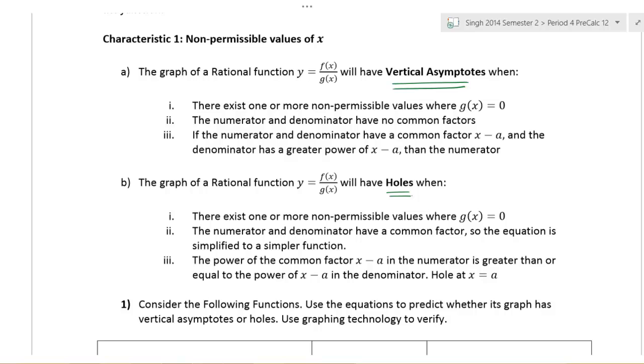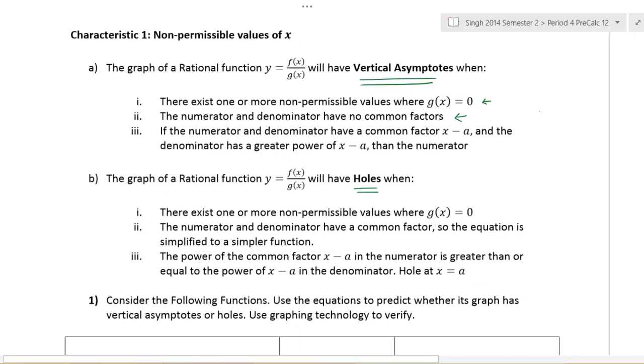The vertical asymptote is going to happen when there is one or more non-permissible values. So first of all, we need to have a non-permissible value for there to be a vertical asymptote. It's also going to happen when there are no common factors between the numerator and the denominator. And if the numerator and the denominator do have a common factor x minus a, and the denominator has a greater degree of x minus a factor than the numerator, then there will be a vertical asymptote. So for example, on the side here, I'll write it down.